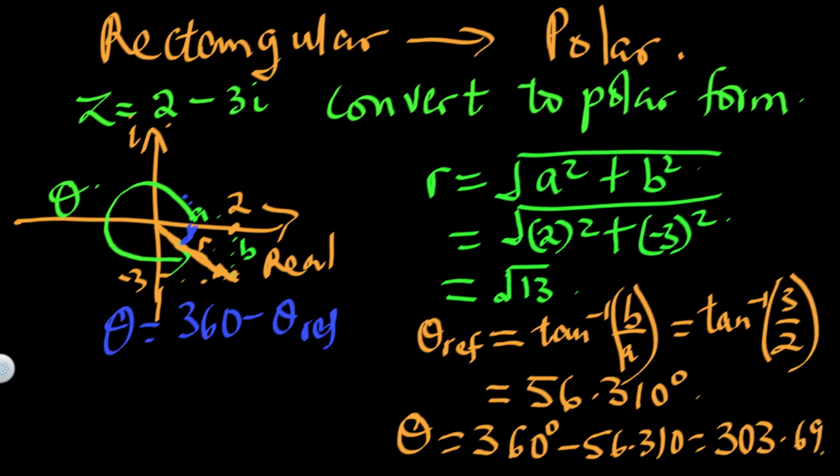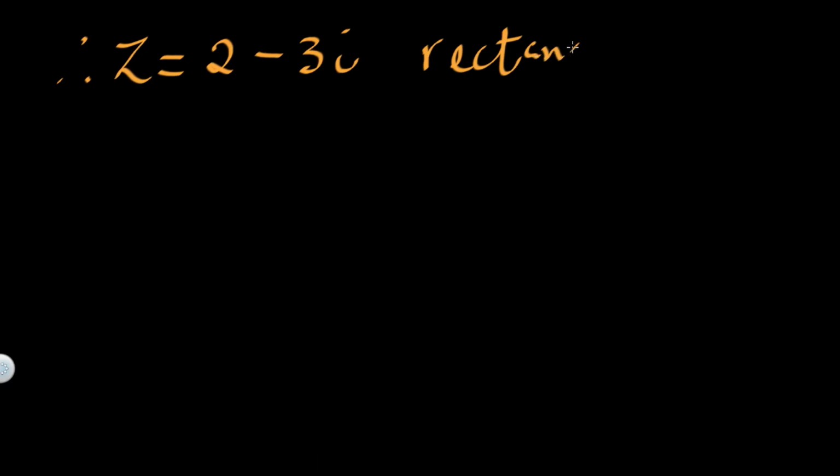I get 303.69 degrees. So I have my theta, which is my argument. I have my modulus. It means I can now write the polar form. Okay, this means, therefore, we can conclude that Z, which is 2 minus 3i, is the rectangular form. This is our rectangular form.